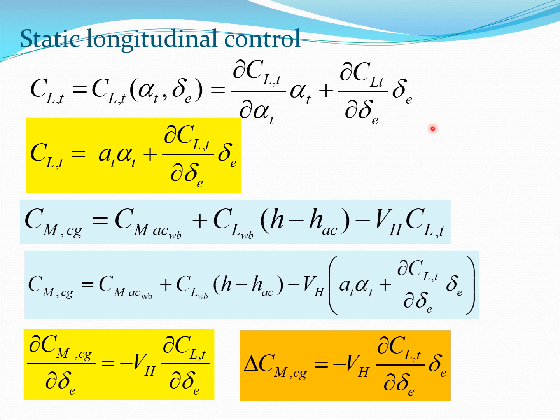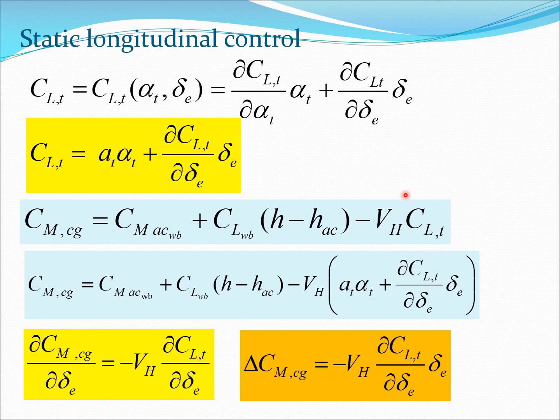CLT is given by this formula. I showed this in the previous lecture. Let's simplify it by calling this first partial derivative AT. So it would simply become AT into alpha t. AT is the lift curve slope corresponding to the tail.